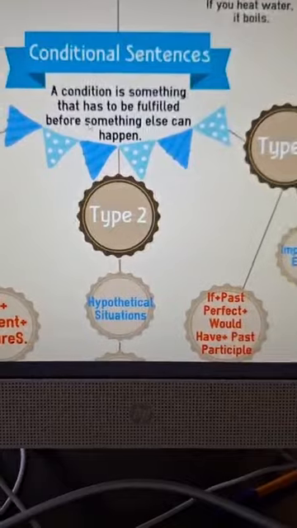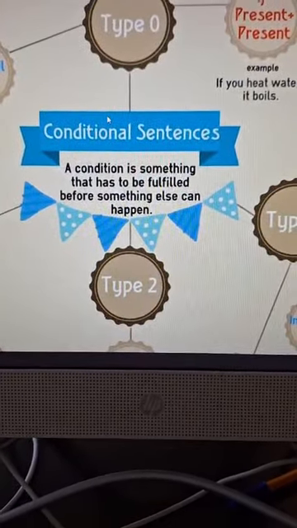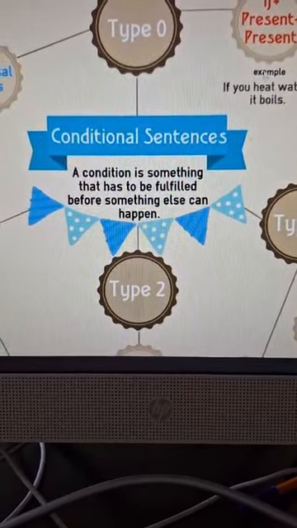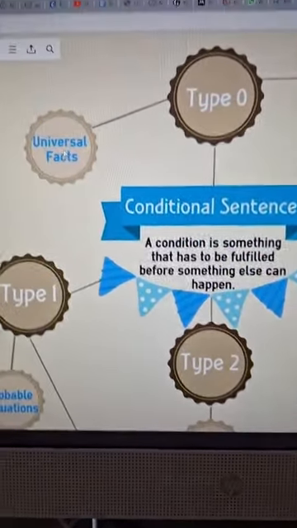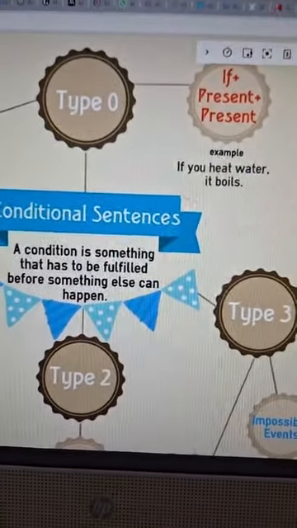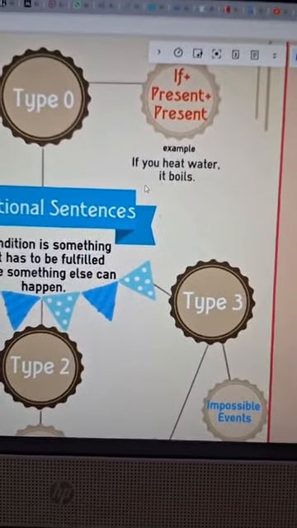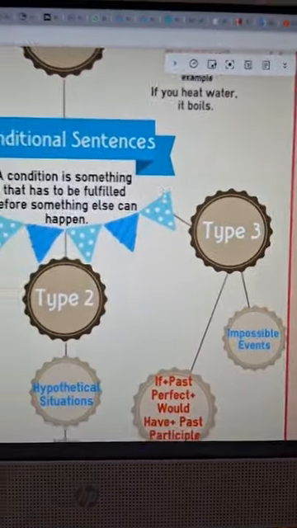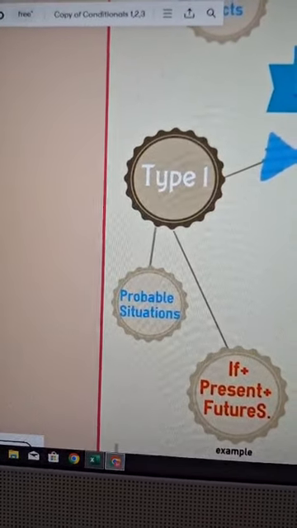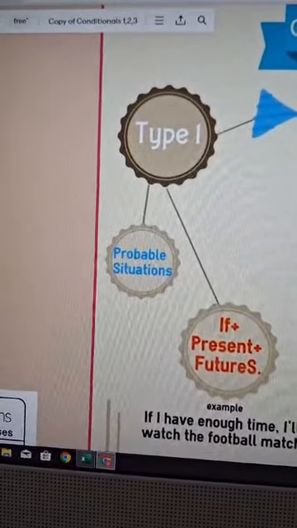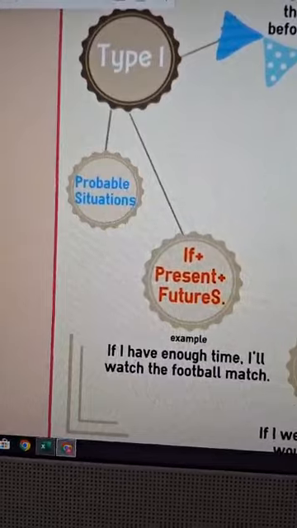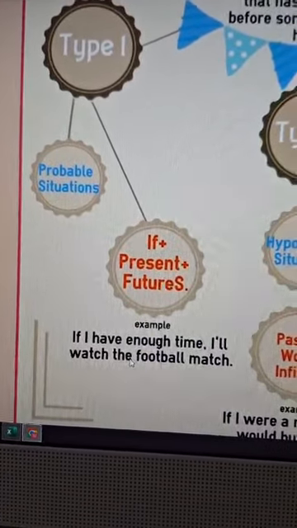Here we are going to summarize all the types. Type 0, present: we use this one for universal facts. For example, if you heat water, it boils. Then type 1 is for probable situations. Again, we give the formula: if, present simple, and future tense. If I have enough time, I will watch the football match.